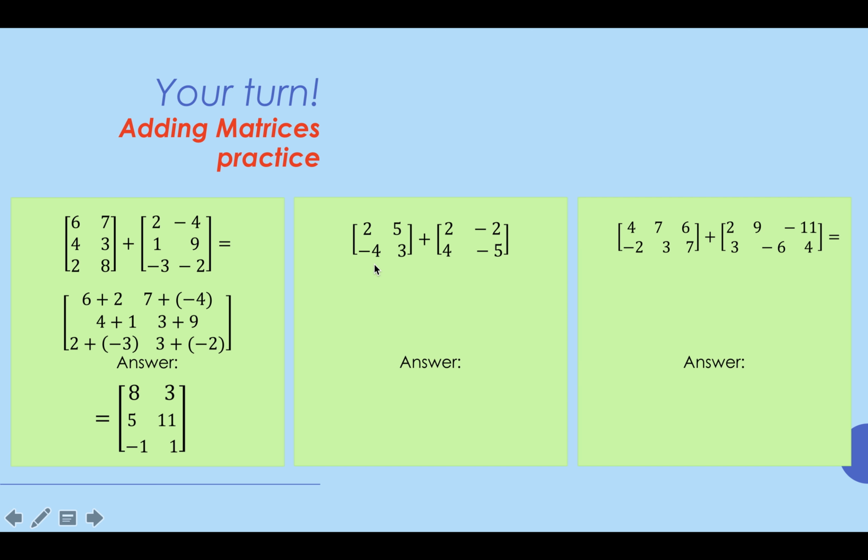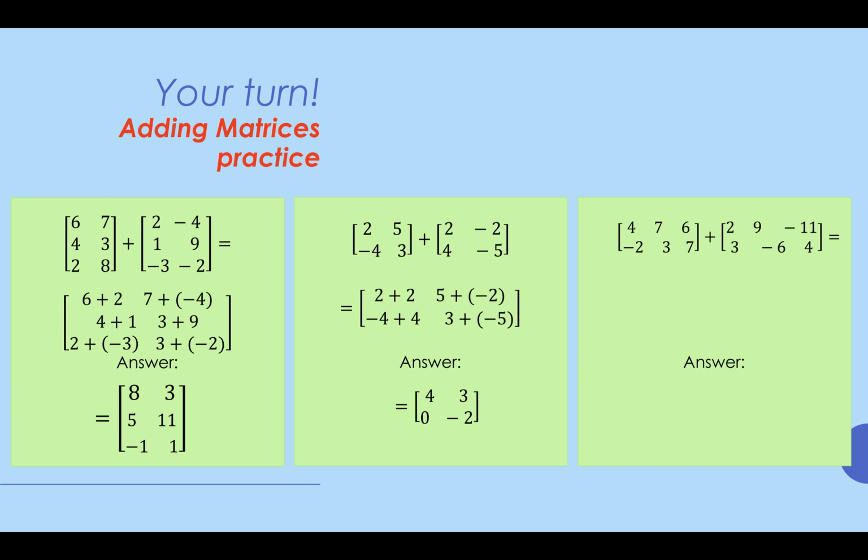Next, we have the matrices of 2, 5, -4, and 3. We also have a matrices of 2, -2, 4, and -5. Of course we're going to plug it into our A plus B form, which is 2 plus 2, 5 plus a -2, -4 plus 4, 3 plus a -5. Then our answer would be 4, 3, 0, and -2. So we know we did it right, because we followed our steps once again.